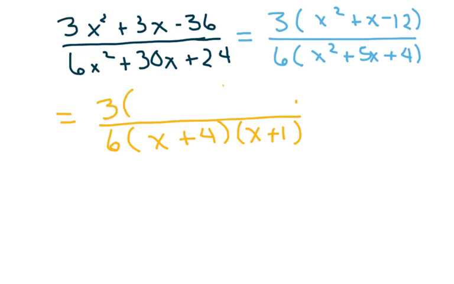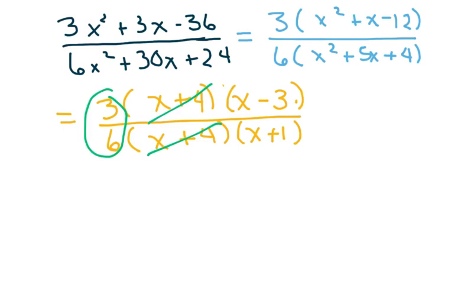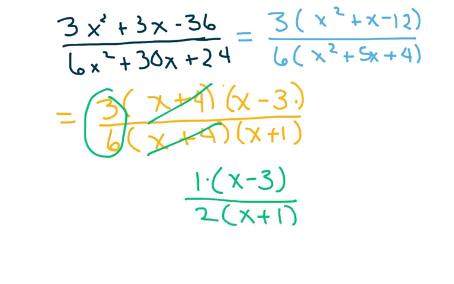And since it's 12, this is going to be x plus 4 times x minus 3. And that's a good sign. If you can't factor something out when they're asking you to simplify, maybe you need to recheck it. Now this cancels out. This reduces to 1/2. So we're going to get x minus 3, you can put the 1 there if you want, over 2 times x plus 1. And we really don't need the 1 there. So there's your final answer.